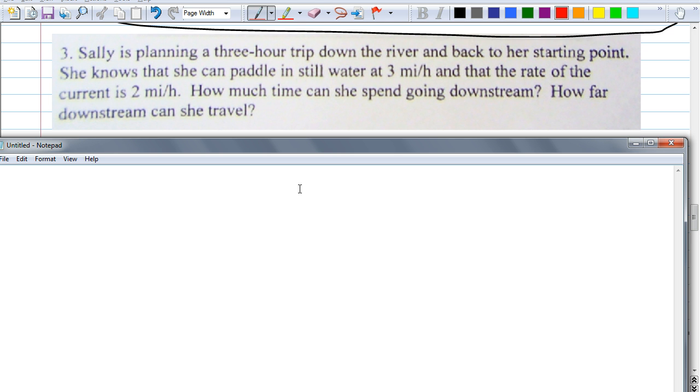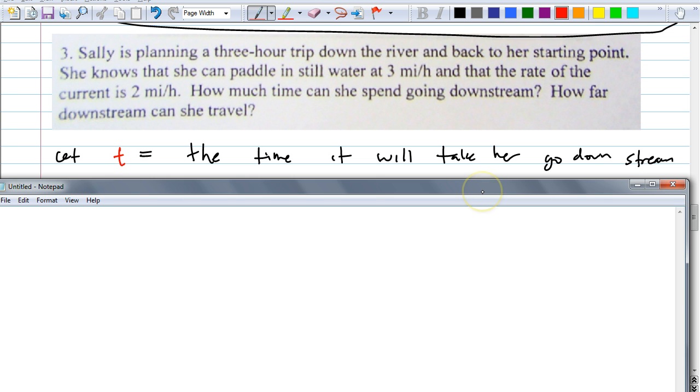How many unknowns do we have here? There are 2? What are they? How much time she spent going down. Good. Let T be how much time she spends going down. Is that okay? Very good. What's the other unknown? Would it be 3 minus T? For the upstream, you're right.